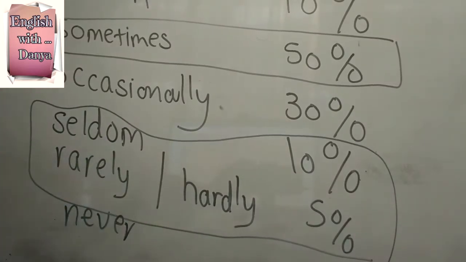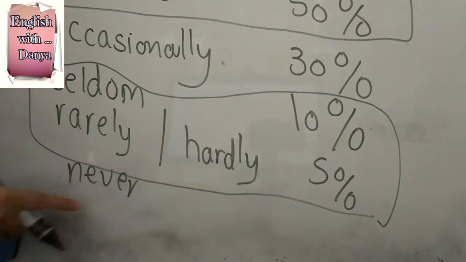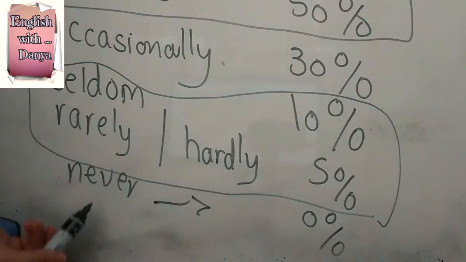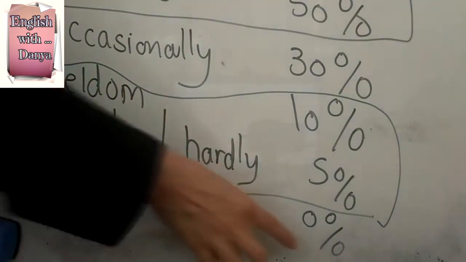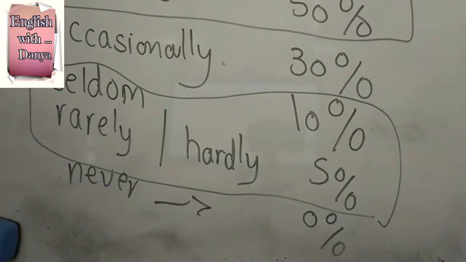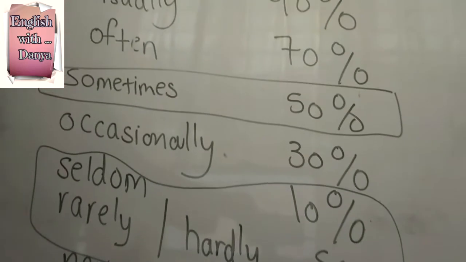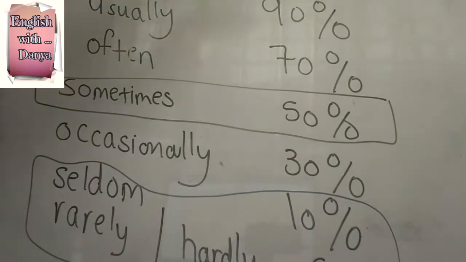Is it possible for you to see? So never here means 0%. Never means no. It's like it never happens. It is 0%. So this is basically the whole thing, a detailed description of the function of each one of them.